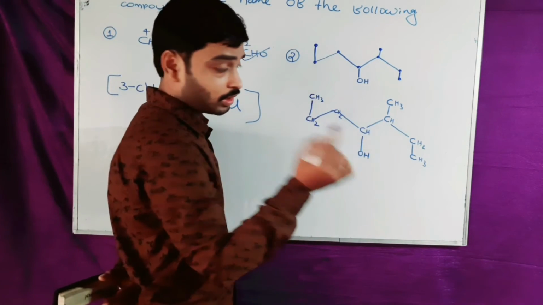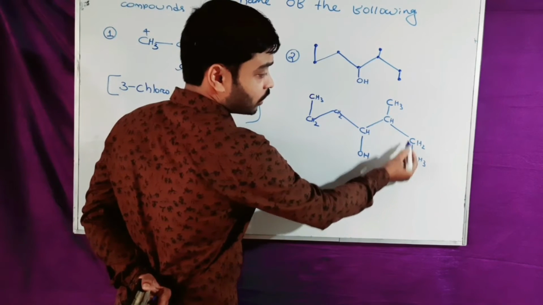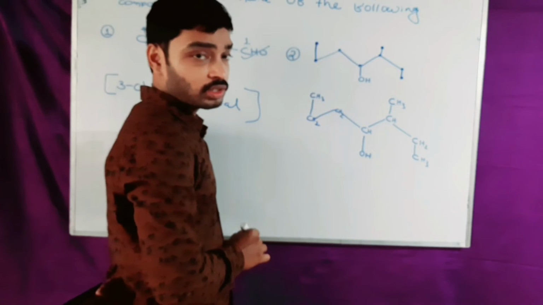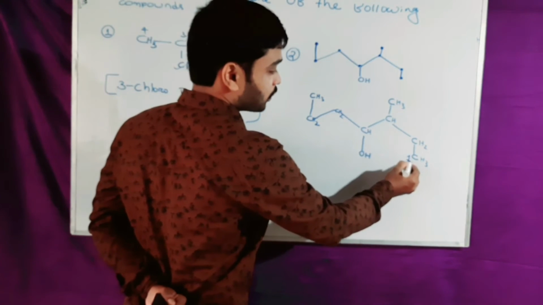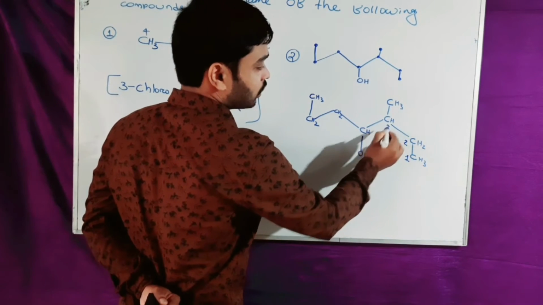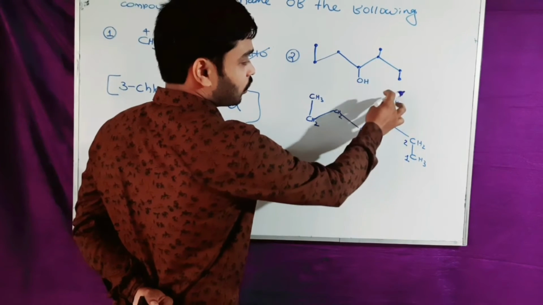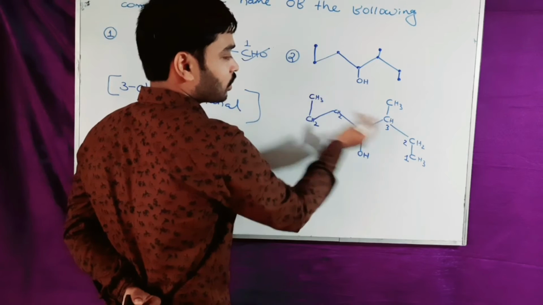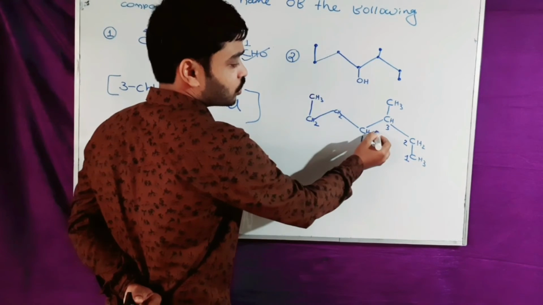the sum of locants rule. That means if you number from 1, 2, 3, 4, it will be 4, but the substituent group will also occupy the minimum locant. That's why we will number from this side. So 1, 2, 3, or 1, 2, 3, 4, 5, 6, 7 is the longest chain, so that's why we have chosen the longest chain.